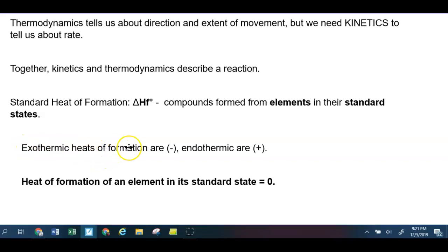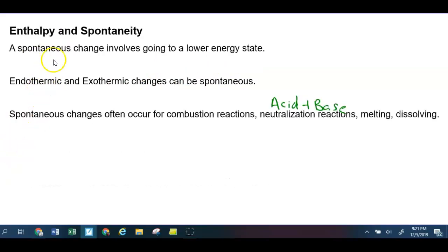Exothermic reactions of formation are negative. We learned that in the last unit, endothermic. So this is enthalpy stuff, delta H. If we take kinetics and thermodynamics, we can describe a reaction. Enthalpy and spontaneity: a spontaneous change involves going to a lower energy state.